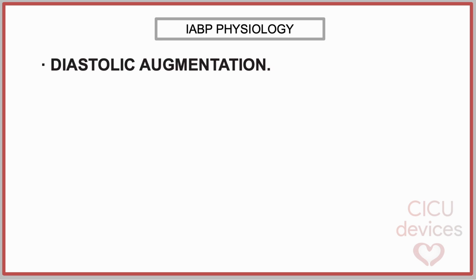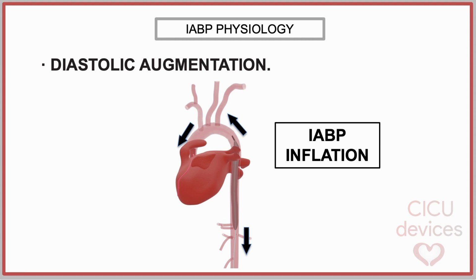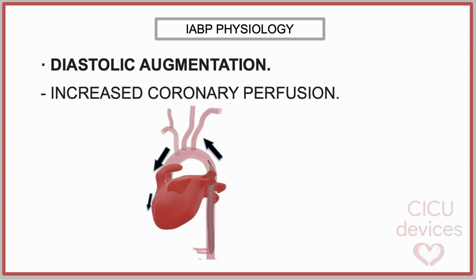Diastolic augmentation. When the heart relaxes, initiating the diastole, the balloon inflates, causing diastolic augmentation that leads to the following effects. Increased coronary perfusion. The inflation pushes blood back towards the heart, increasing blood flow to the coronary arteries. Coronary perfusion occurs mainly during diastole, as myocardial relaxation allows unimpeded blood flow through the coronary vasculature, improving perfusion. This part of the cardiac cycle is when the IABP inflates.